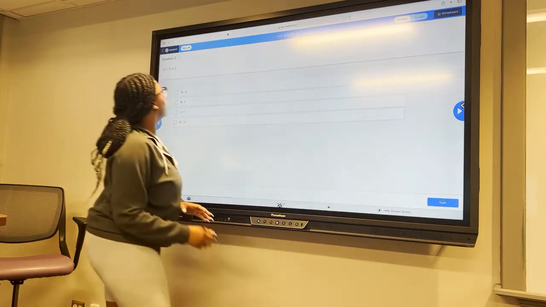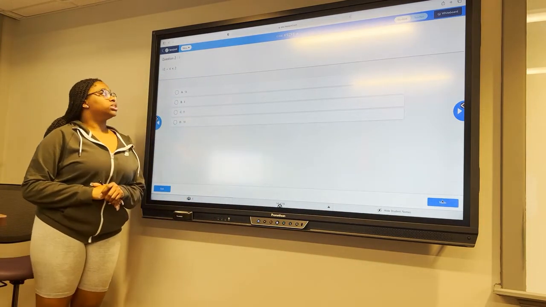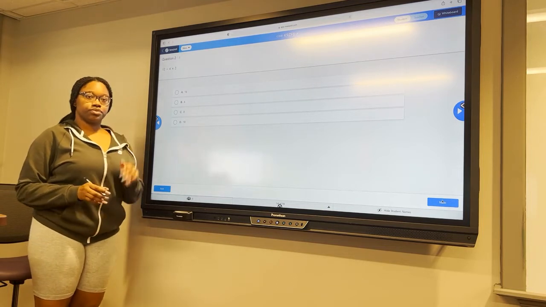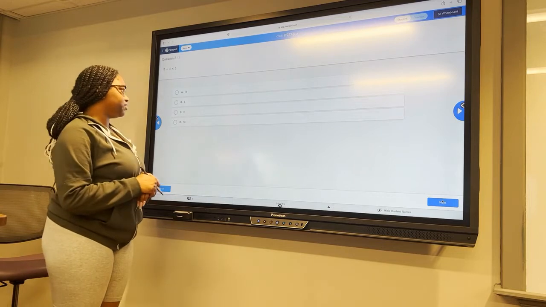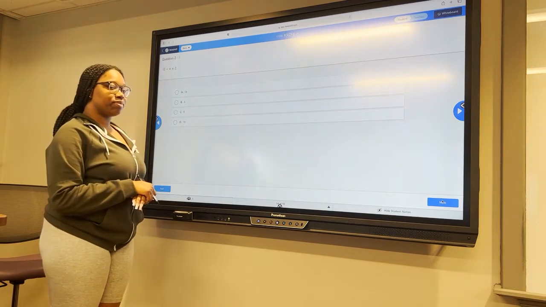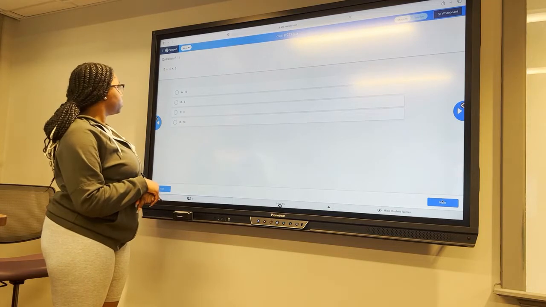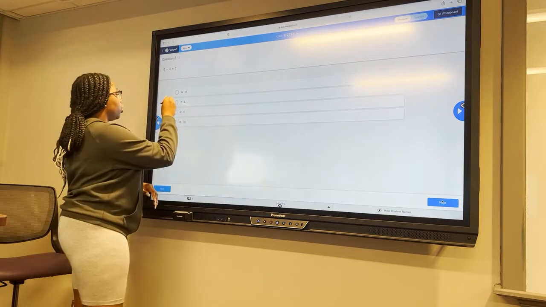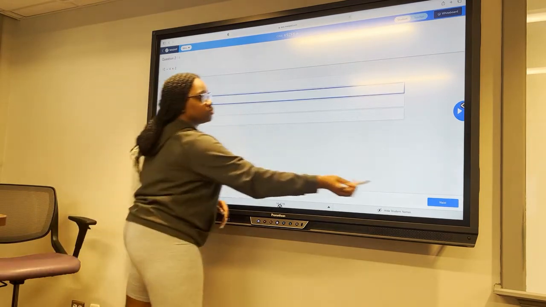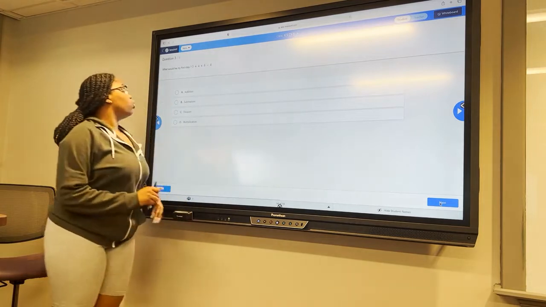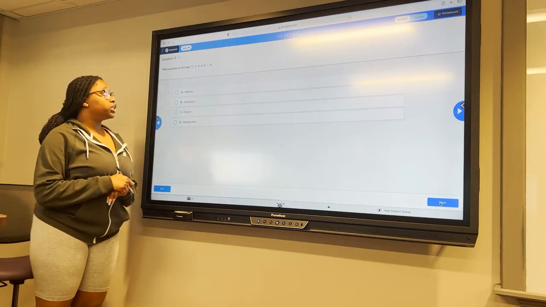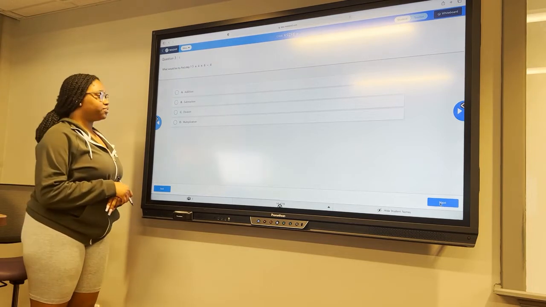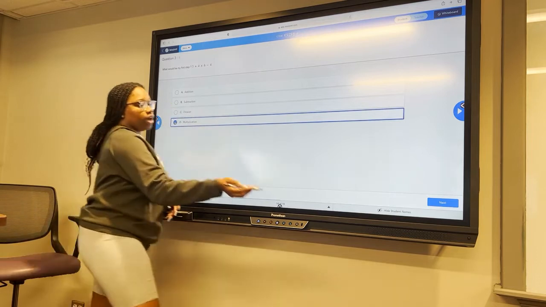Question 2. 12 minus 4 times 2. Who can raise their hand and tell me the answer? Talia: 4 times 2 would be 8, and 12 minus 8 is 4. Correct. What will be the first step in 3 plus 4 times 6 minus 4? Ashley: Multiplication. Correct.